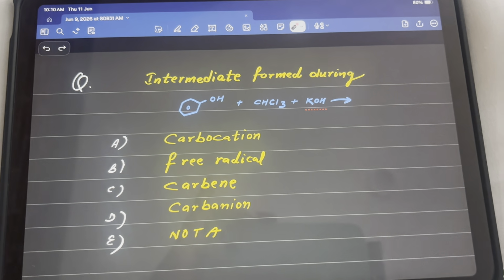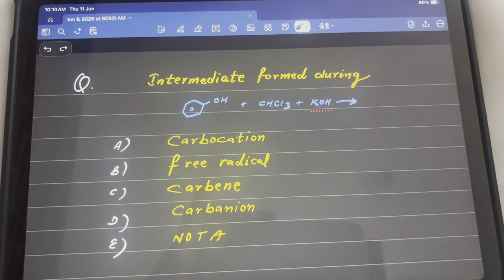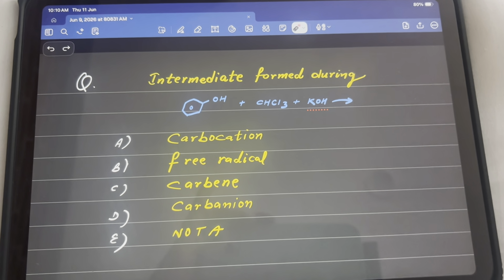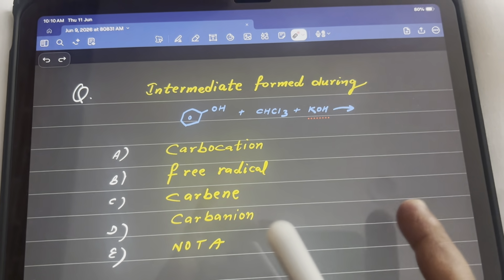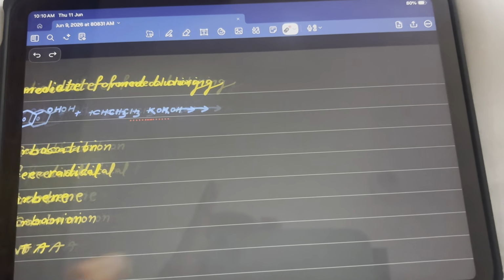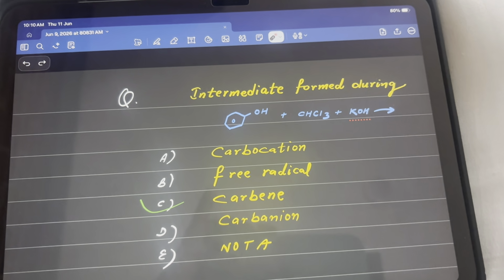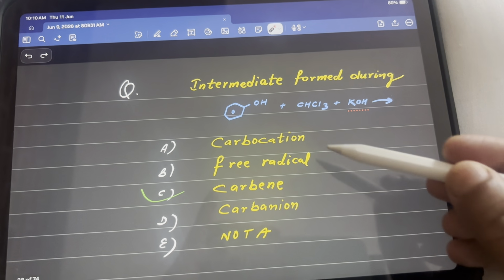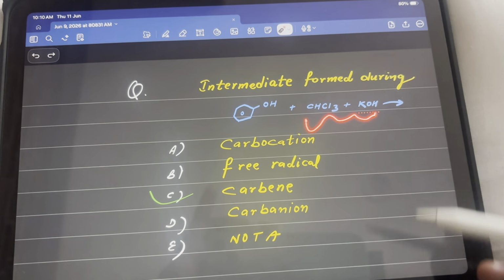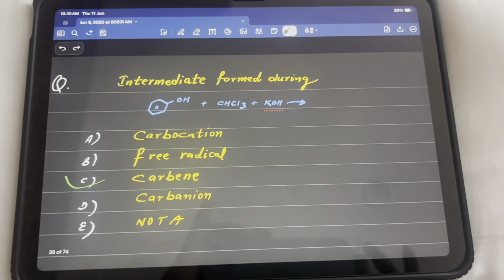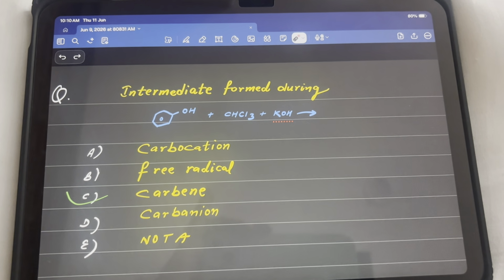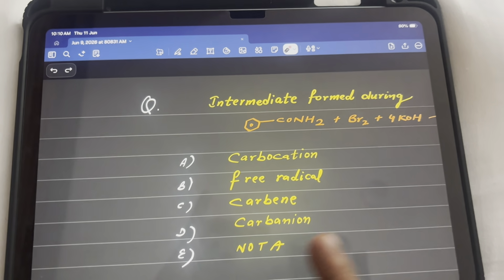Another question on your screen. So phenol, chloroform, KOH. It is your RTR, Reimer-Tiemann reaction. So salicylaldehyde will be the major product. Carbene, once again: here chloroform and KOH will react to form dichlorocarbene. So it's the same intermediate as in your carbylamine test and this RTR.